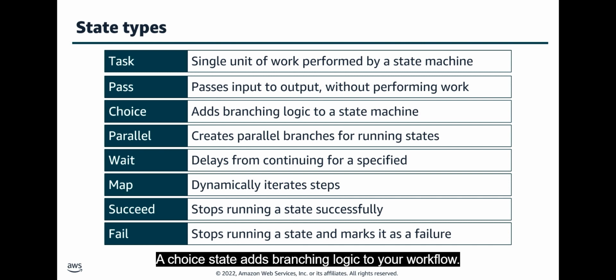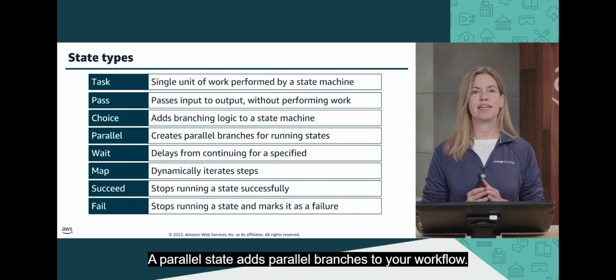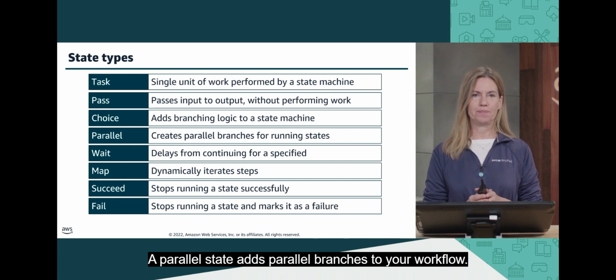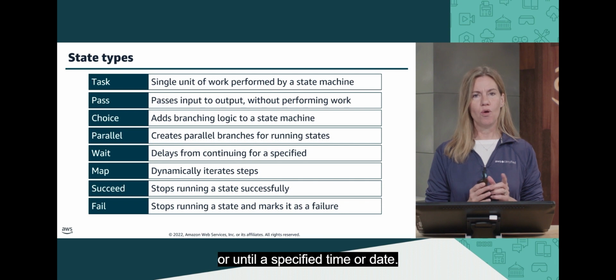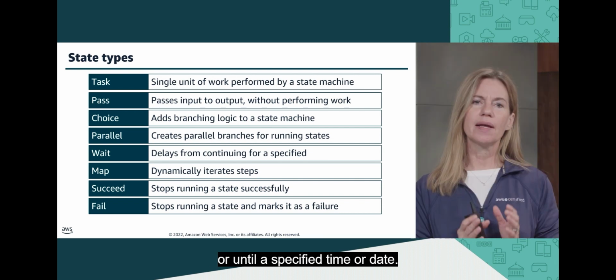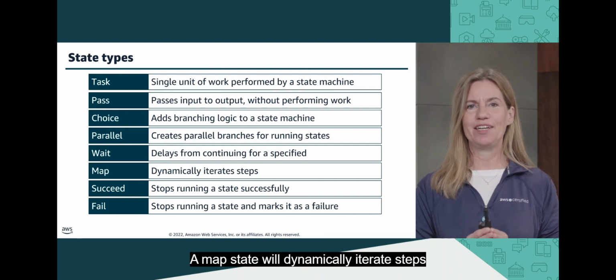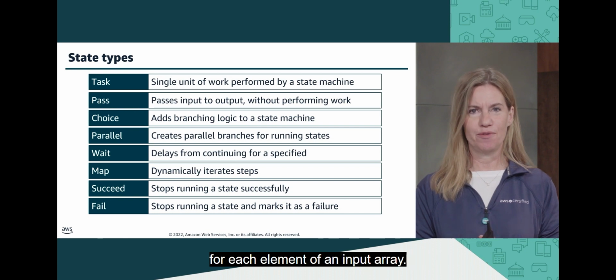A choice state adds branching logic to your workflow. In the Configuration tab of the Inspector panel, you can configure rules to determine which state the workflow will transition to. A parallel state adds parallel branches to your workflow. A wait state will pause the workflow for a certain amount of time or until a specified time or date. A map state will dynamically iterate steps for each element of an input array.